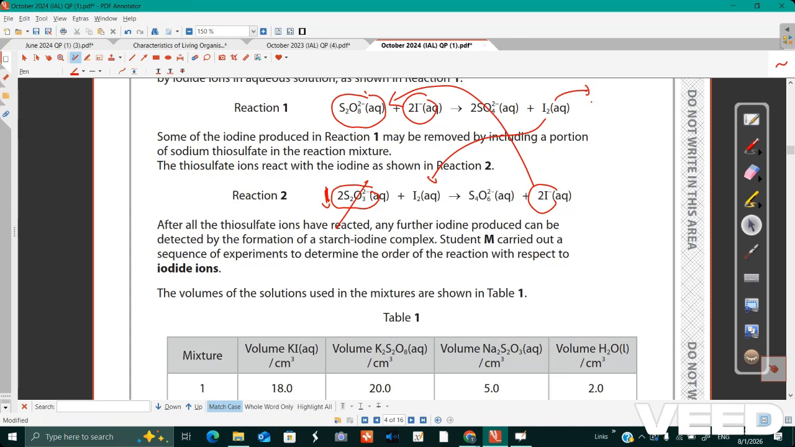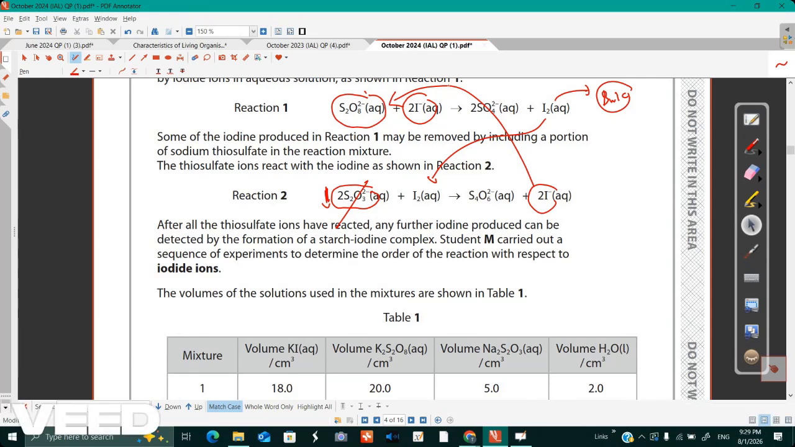Because I2 can be detected with what? Starch. Right? Starch iron complex is blue color. But this reaction is very fast. The moment you put I minus and S2O8 2 minus, the reaction is happening so fast. Instantly you are getting a black color, so you don't have time to start and stop the stopwatch.